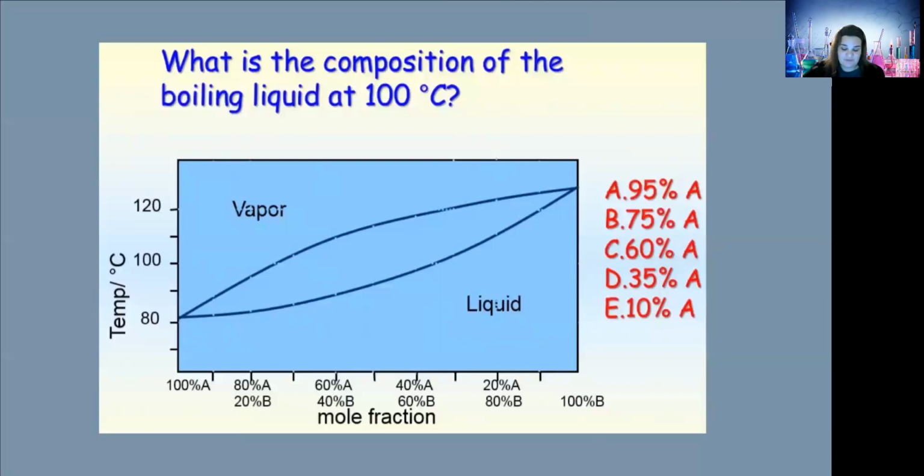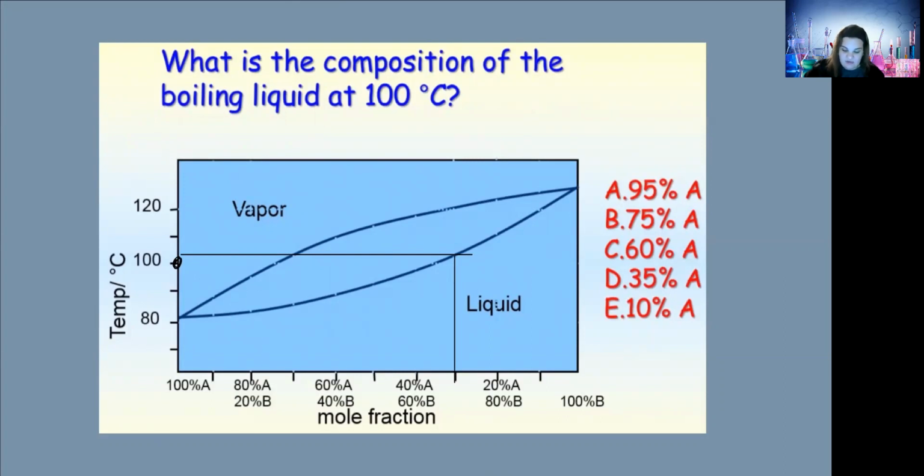So here we want the composition of the boiling liquid at 100 degrees Celsius. So it's asking for the composition, so it wants the percentages, right? It wants to know how much is A and how much is B at 100 degrees Celsius. So I'm going to take my marker, go to 100 degrees Celsius right there, and then go straight across. They are asking for the boiling liquid, so we're asking for a liquid. So now I can go ahead and go down.